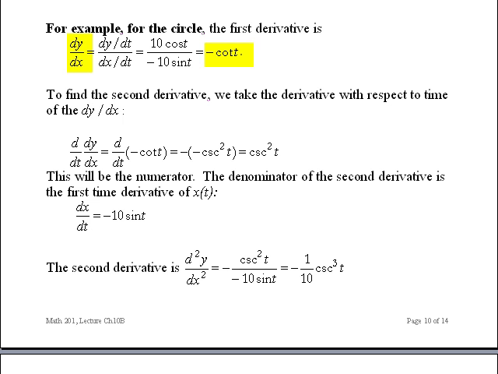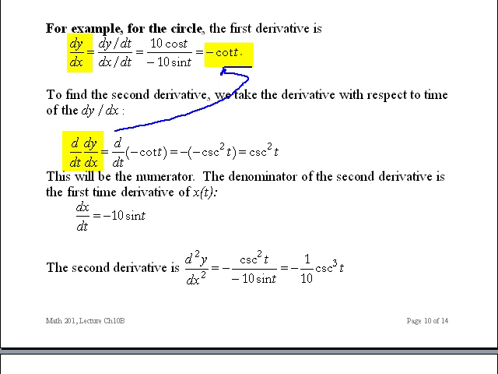Let's now find the second derivative. Because it's not written on here, the second derivative is equal to the derivative with respect to t of the first derivative divided by dx by dt. So we're taking the time derivative of the cotangent of t, and we get cosecant squared t. Now in the numerator, we're going to have the derivative of x, dx by dt, which is minus 10 sine t as it was before for the first derivative.